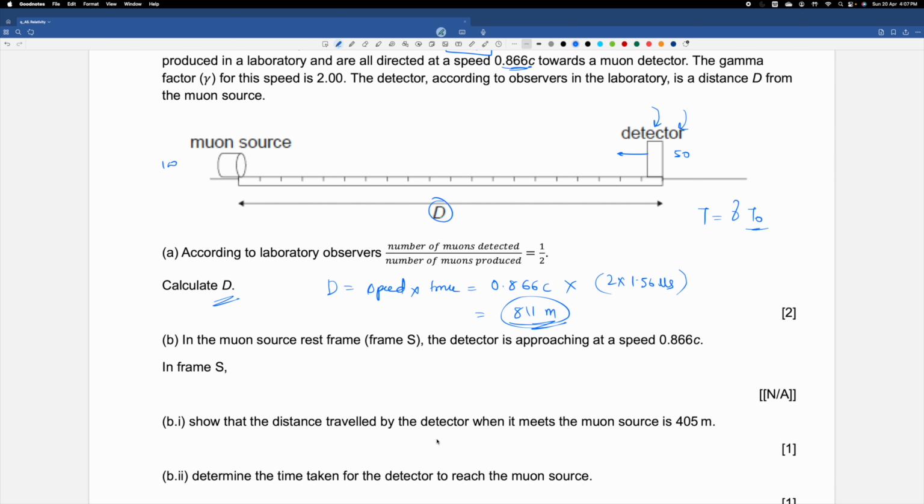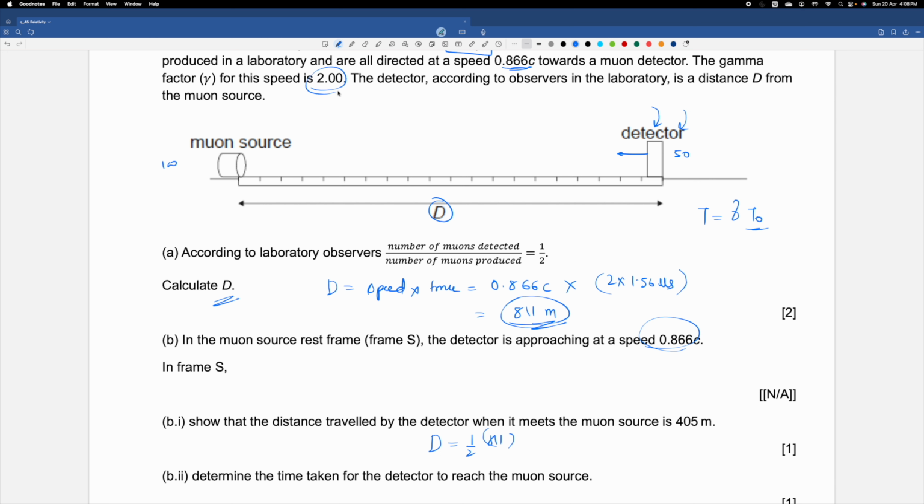So what will be the distance traveled by the detector? It will not be 811 meters because it is not at rest anymore. It is moving with a speed close to the speed of light, given here as 0.866c. Therefore, the distance will be half of 811 meters, because, and why half?